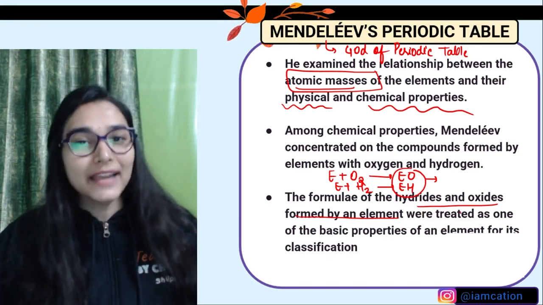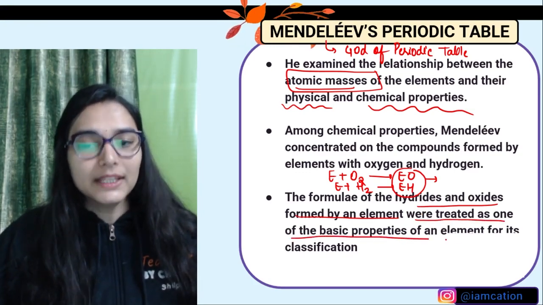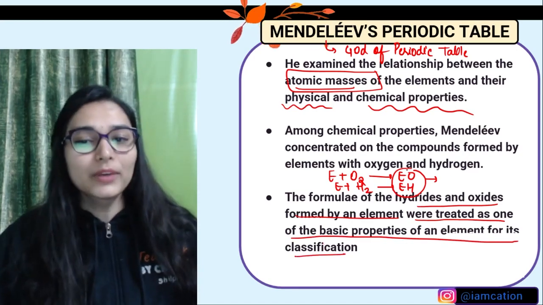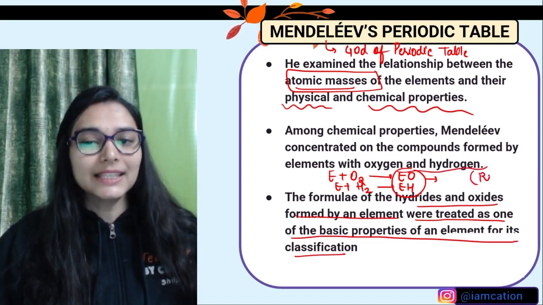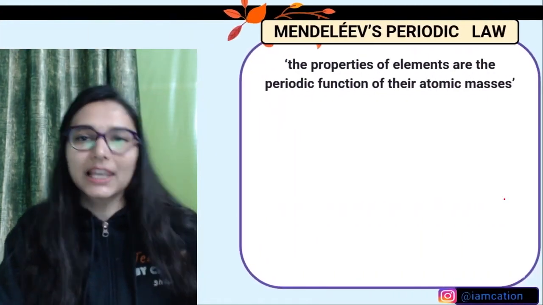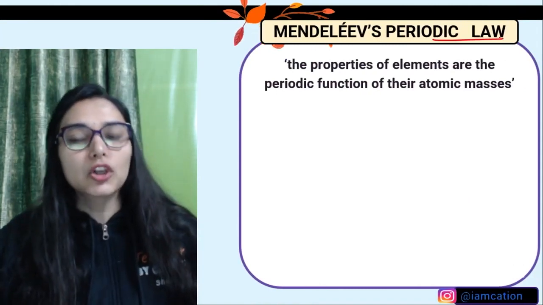The formula of hydrides and oxides formed by an element was treated as one of the basic properties of an element for its classification. Why only oxygen and hydrogen? Because they are quite reactive. Oxygen and hydrogen can almost react with every element. Quite reactive, okay? And then he gave a law also.